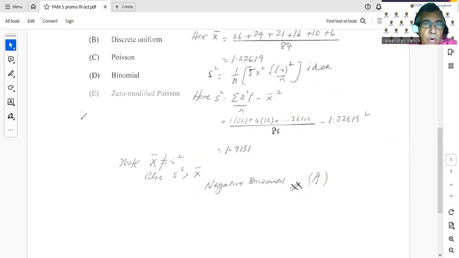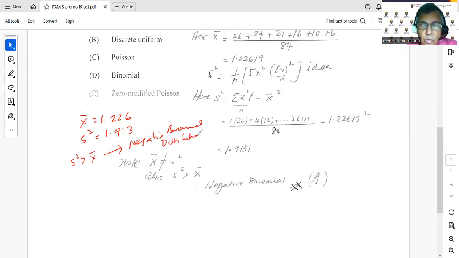Okay, so your X bar is 1.226, right? And then my S squared is 1.913. So you can see that your variance is bigger than your mean. Therefore, we know it'll be a negative binomial distribution, which is A.